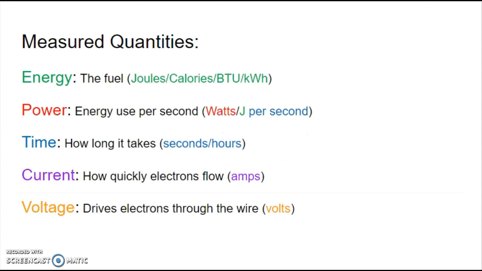So these are the following quantities that we've so far looked at. The first of which being energy, the fuel. We've measured that in joules, calories, BTUs, and kilowatt hours. We've then looked at power, which is energy use per second. And that we've measured in watts, and with that we've tagged on megawatts, kilowatts, gigawatts, as well as looked at it as a joule per second.